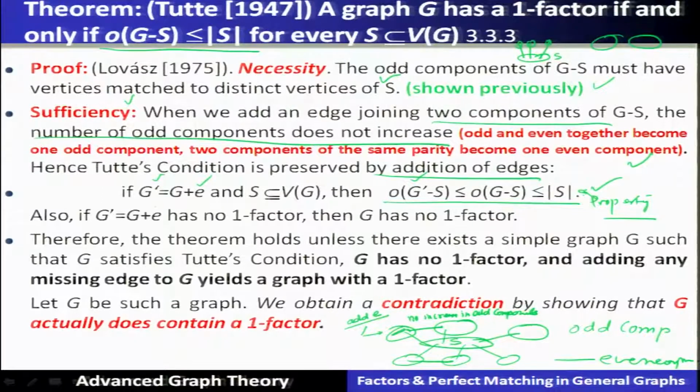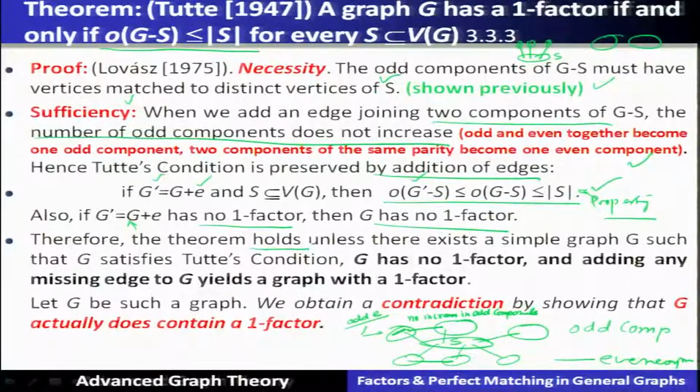So, if we add an edge and we see that graph G prime has no factor, then the original graph also has no factor. That means the addition of edges into a graph will not make it have a perfect matching. Therefore, this theorem holds unless there exists a simple graph G such that G satisfies Tutte's condition, G has no one factor, and adding any missing edge in G will yield a graph with a one factor.